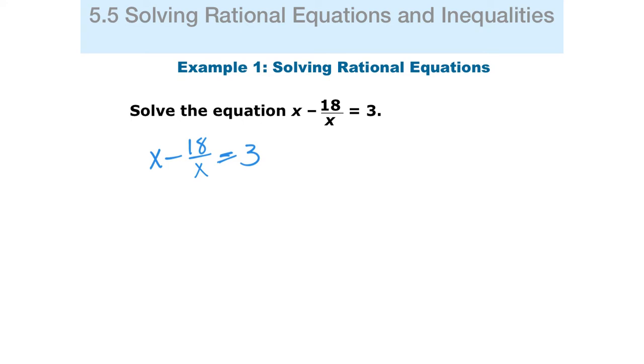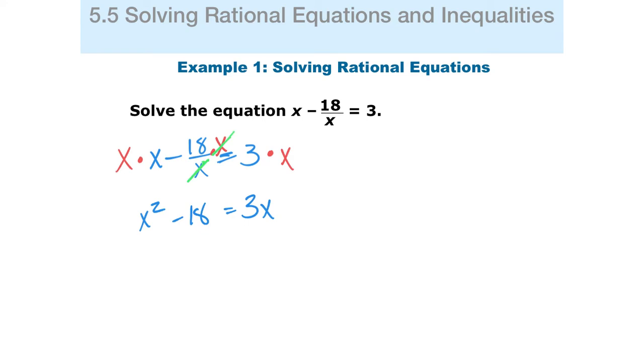In this problem, I'm not actually going to get a common denominator. I'm going to notice that if I multiply every single term by x, I'm going to get rid of this denominator, which is going to make it easier to solve. So I'm going to multiply every single term by x, and I'll end up with x squared minus 18 equals 3x. That happens because right here, these x's cancel out.